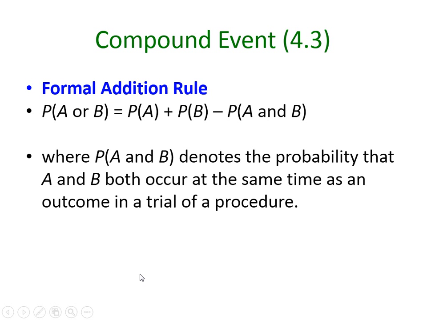Formal addition rule. So if we're working on these and we want a straightforward way of calculating things, the probability that A or B occurs, we take the probability that A occurs plus the probability that B occurs, and we subtract off the fact that sometimes they're both going to occur. Because if I'm looking for the probability that both A and B happen, then I've counted A here, I've counted the same thing here, and you can't count the same thing happening twice. The probability of A and B denotes the probability that A and B both occur at the same time as an outcome in a trial of a procedure.